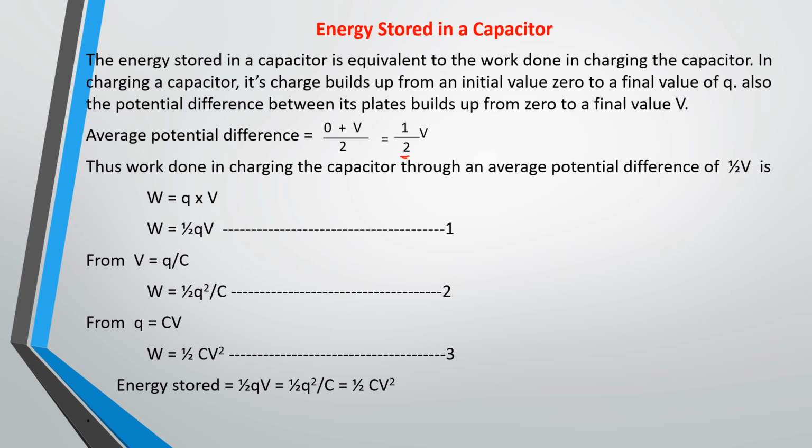Now we know that work done in charging the capacitor is equal to QV, Q times V. Where you have your V, you put half V there. So for energy stored in a capacitor, the work done is equal to half QV. This is what I indicated as equation 1.